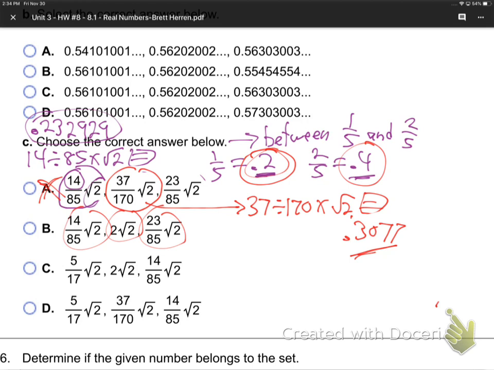Yeah, so that one actually is between, isn't it? Maybe this is the answer. Let's try the third one. Is that one between? 23 over 85 times root 2? No, it's going to be too big. It's like 0.4 something. Oh, it works? 0.38, blah, blah, blah. Well, that's it then. The answer is A.